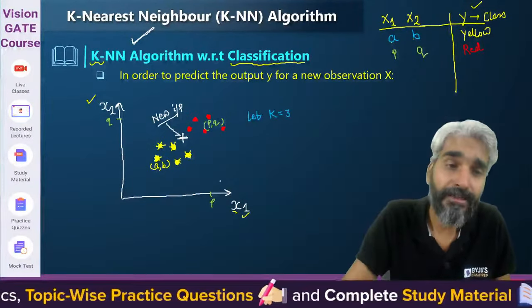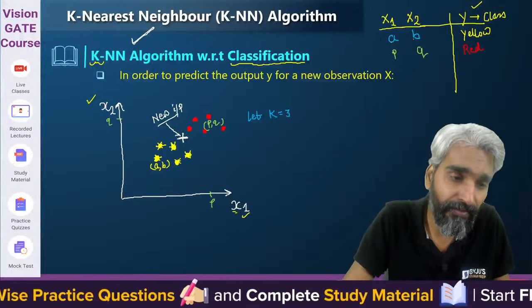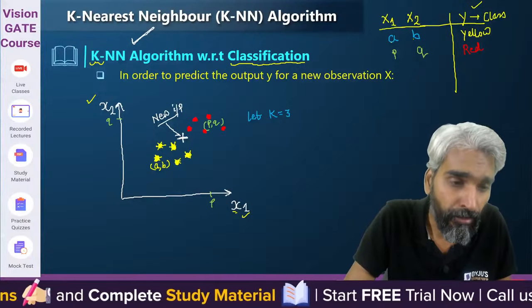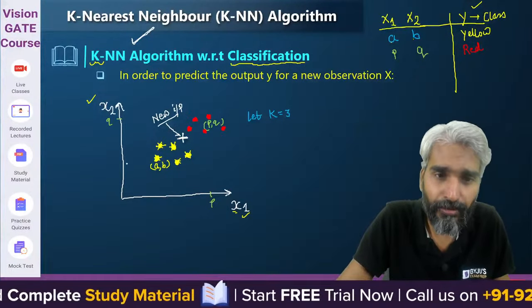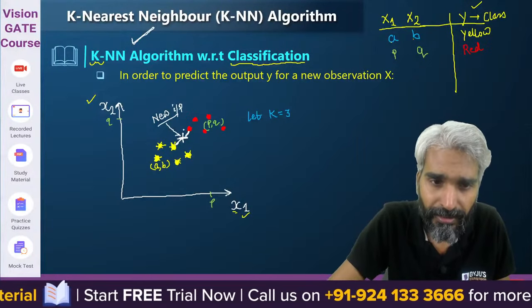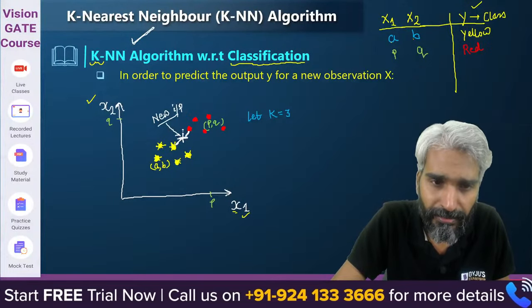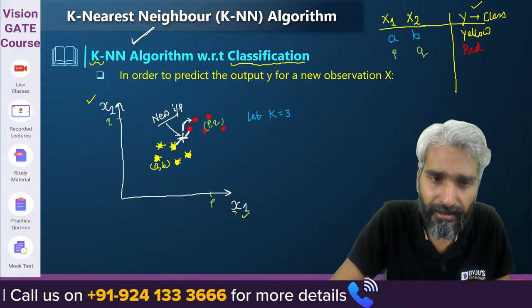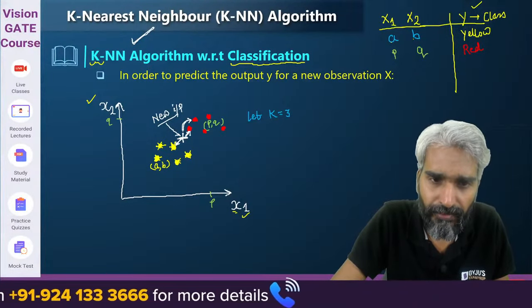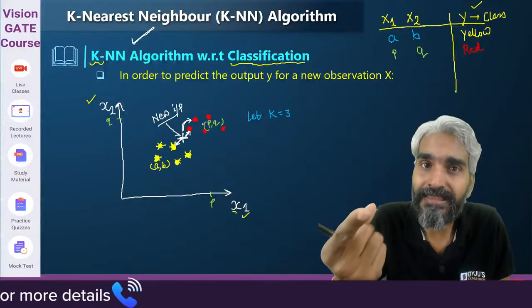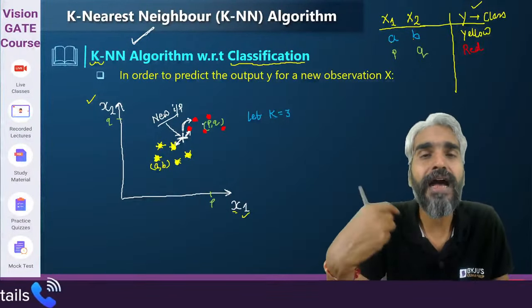Let's assume that when we try to identify the 3 nearest neighbors, we get that this is one nearest neighbor, this is another, and the third nearest neighbor is this red color neighbor. So these are the 3 nearest neighbors. Then we will try to find out to which particular class the maximum of these k neighbors belong.